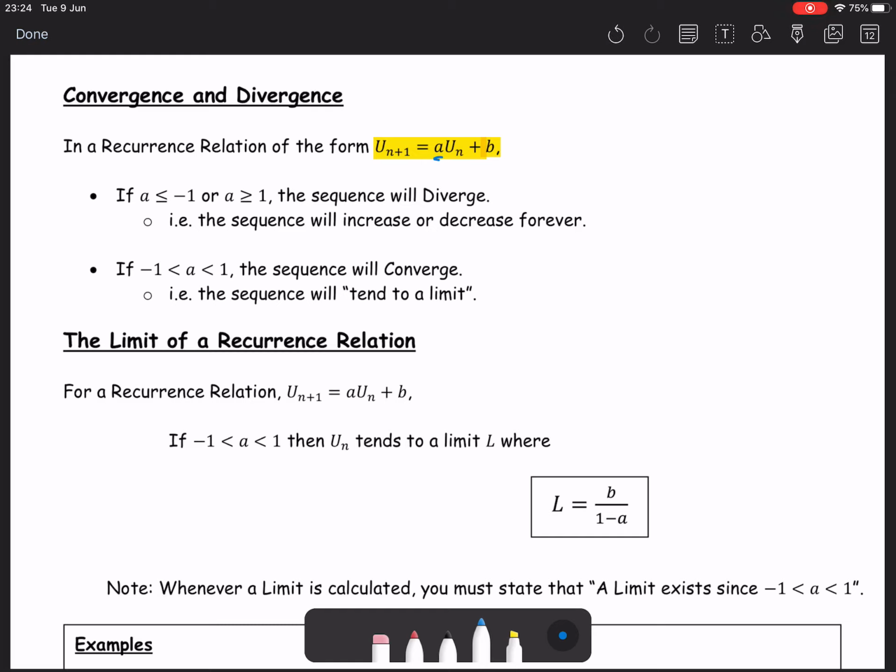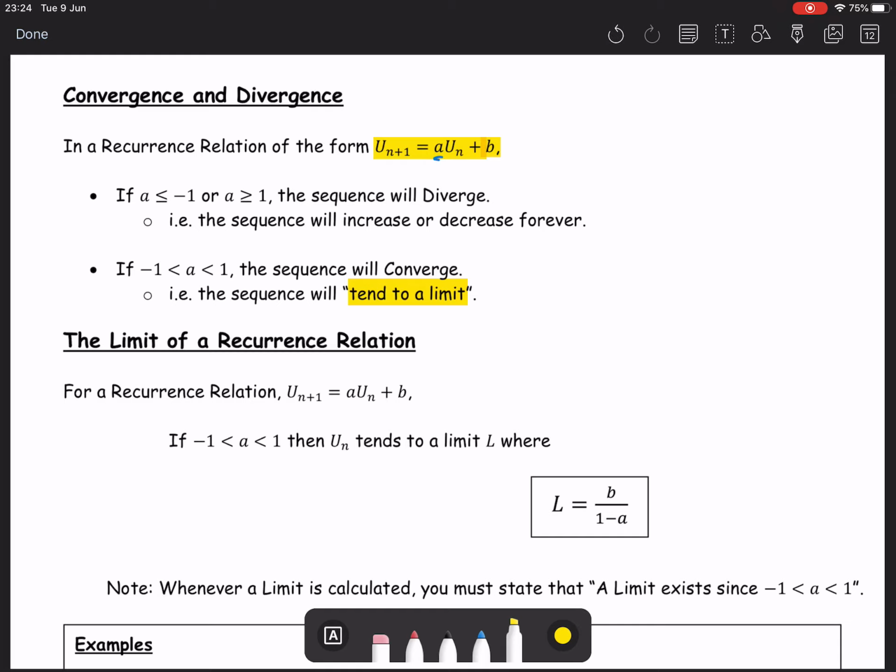So you can actually look at the recurrence relation at the beginning and be able to tell what's going to happen to our sequence. The other side of that would be if our a value falls in between -1 and 1, so it's -0.something or 0.something. The sequence will converge, and what we mean by converge is that it will tend to a limit. It will go to a value and stick at that value.